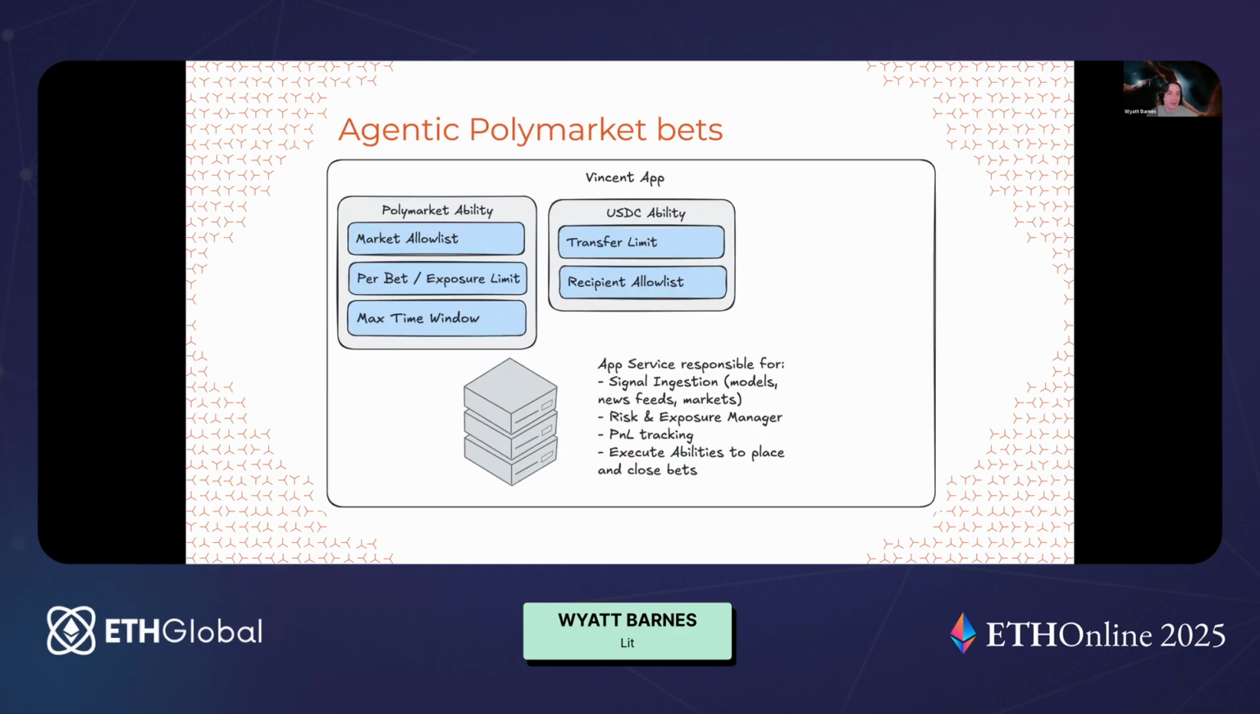And then lastly, an agentic Polymarket bet app that's just interacting with Polymarket and making bets on your behalf. The app service looks for signals from various models that it's using, looks at news feeds, so various Web2 websites, and looks at the actual markets and the pricing of tokens to inform the decision of whether or not I should place this bet on behalf of the user. Of course, trying to maximize profit and minimize the loss.